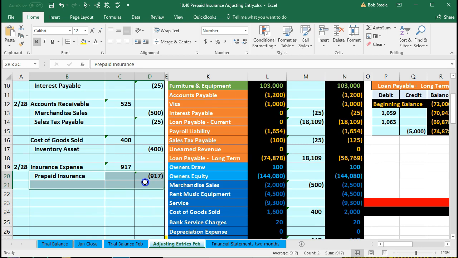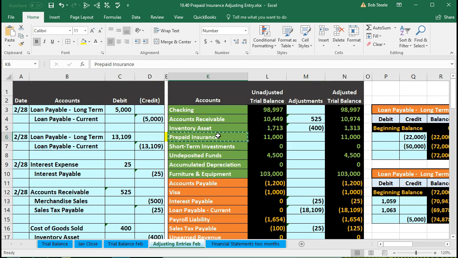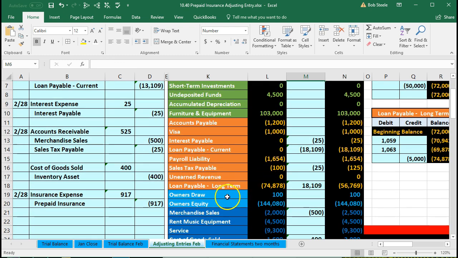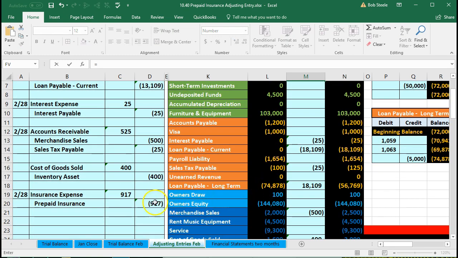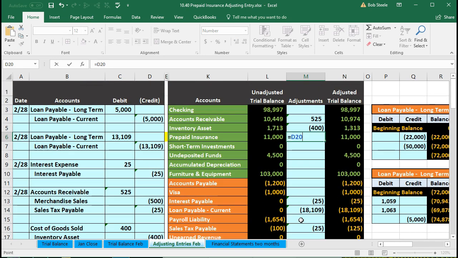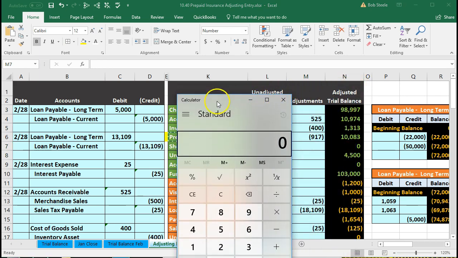We have the prepaid insurance. That's going to be up top. We have the prepaid insurance here, it's the fourth account down. We want to be in M6. We are in cell M6. We will select equals, scroll down just a bit, and point to that 917 credit. Let's do that now. Scrolling back up, we are in cell M6. We're selecting equals, scrolling down just a bit, and pointing to that 917. When we select equals, it's going to take this 11,000 down to 10,083.